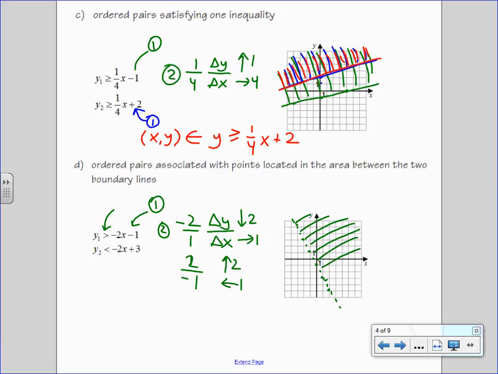If you're not sure, say you're not sure about this one, you can use the point 0, 0 to check. Okay, so if I take the point 0, 0, it's going to be 0 greater than -2 times 0 minus 1. So is 0 greater than -1? Yes, so that means my point 0, 0 belongs to my region. And then in blue, I'm going to grab the other one. So first you start at 3. 1, 2, 3. And then you're doing the same slope, so it's going to be parallel.